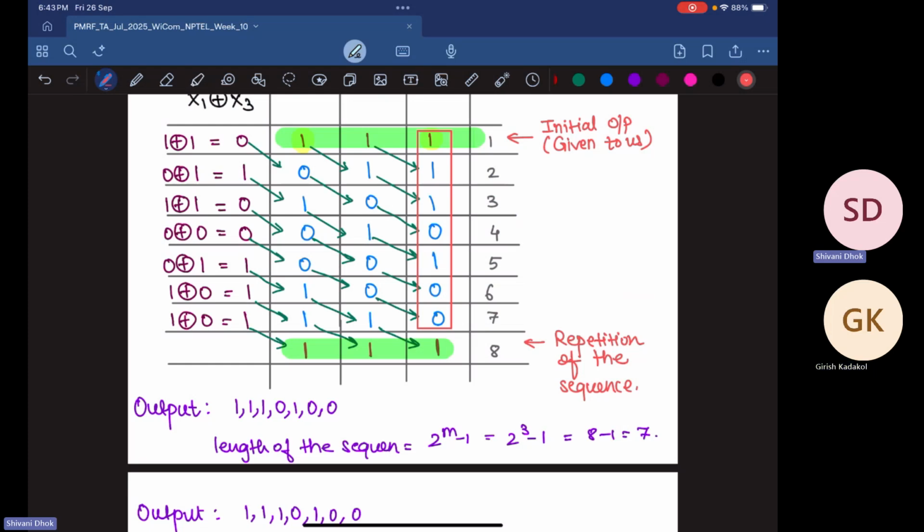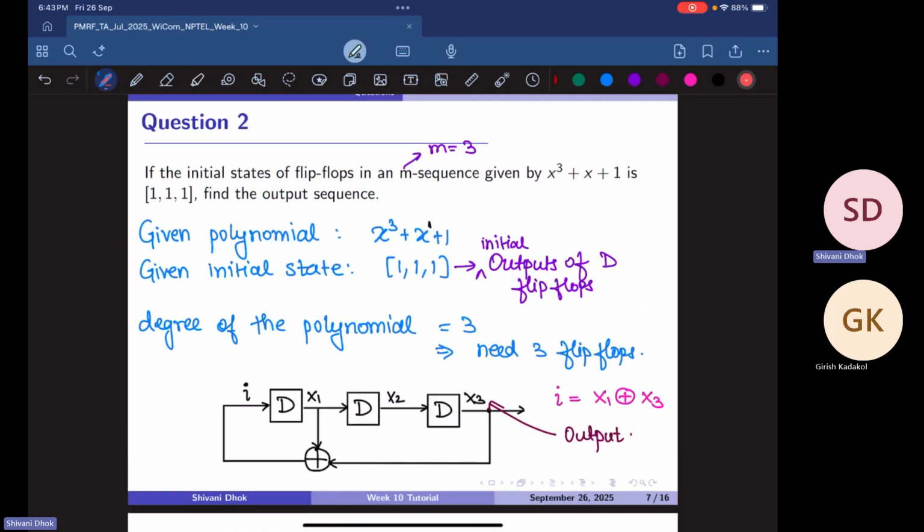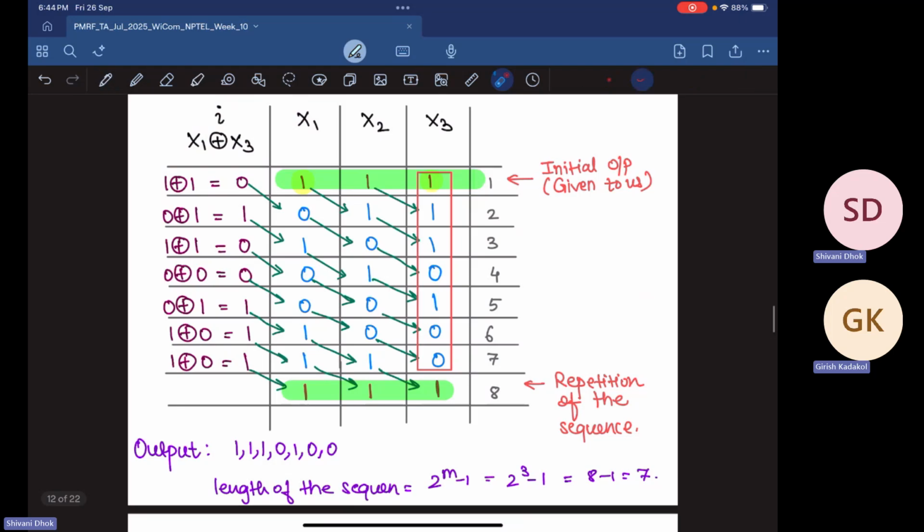Yeah. So what I wanted to say here is that this is an M sequence with M equal to 3. And for an M sequence, the length of the sequence comes out to be equal to 2 to the power 3 minus 1, that is 7. Now, after 7 clock cycles, the sequence starts to repeat. So if I go with cycle 9, I will exactly get this sequence. For 10, I'll get this sequence. It is not stopping. It will just go on and repeat. That's why I showed it till 8.